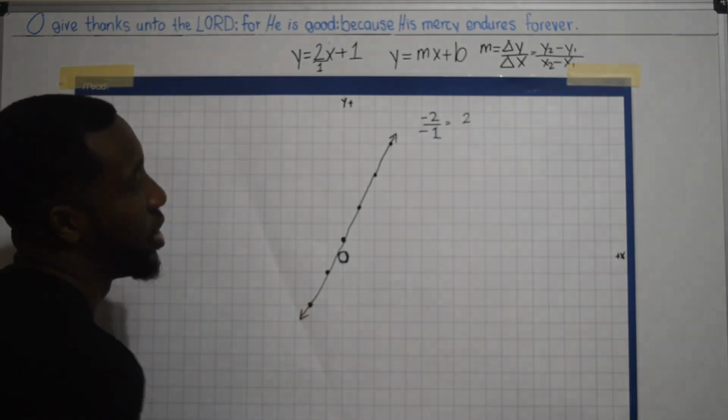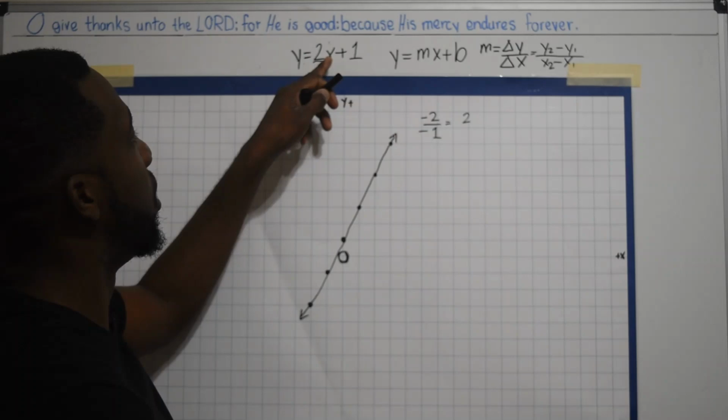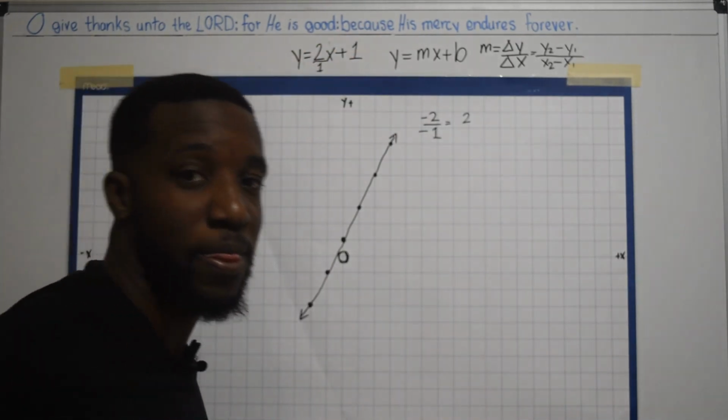All right, so this is a line right here. This is the line y equals 2x plus 1. Simple.